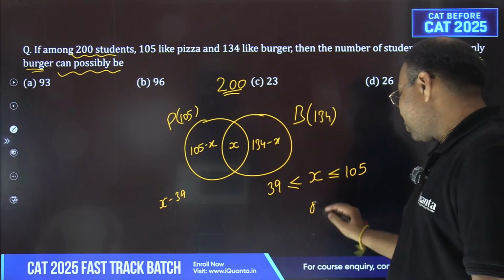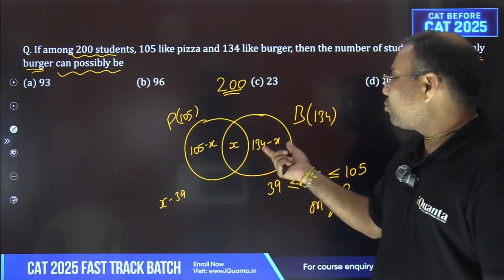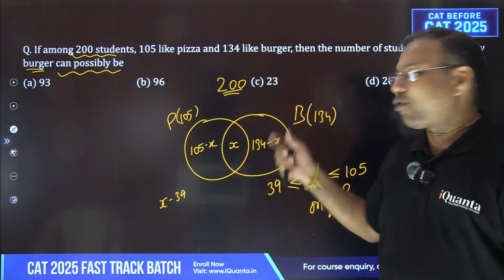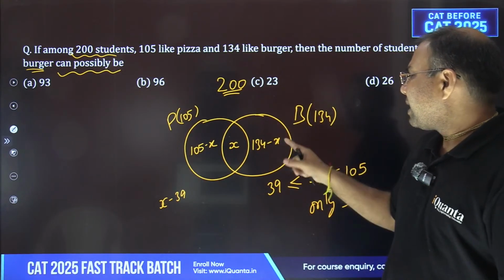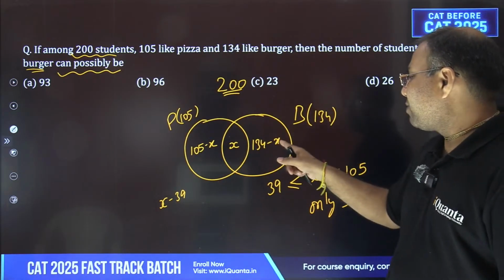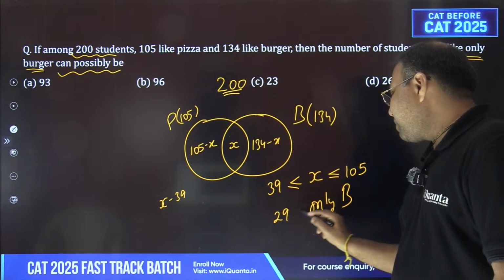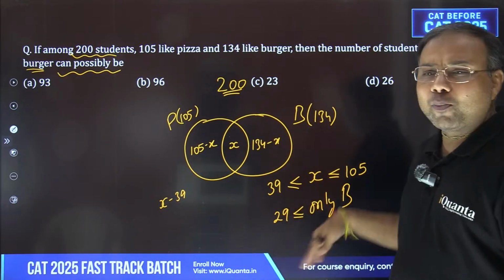So let's check this out. This only burger part, I need to see this. अगर मुझे इसको minimize करना है, I want to reduce this value. X should be large, and the largest possible value of X is 105. So when I put X as 105, 134 minus 105 becomes 29. So this only burger has to be 29 or more than that, right?